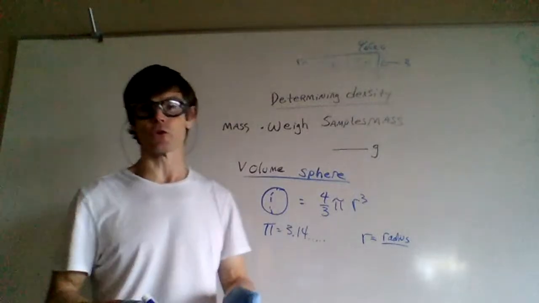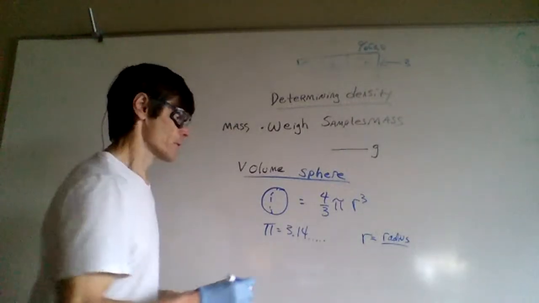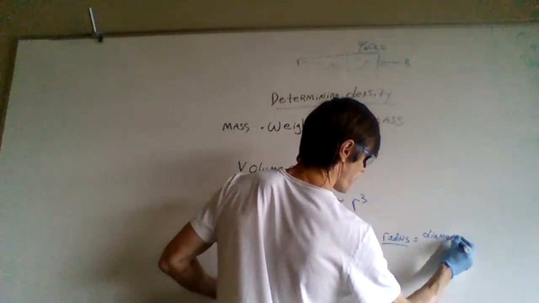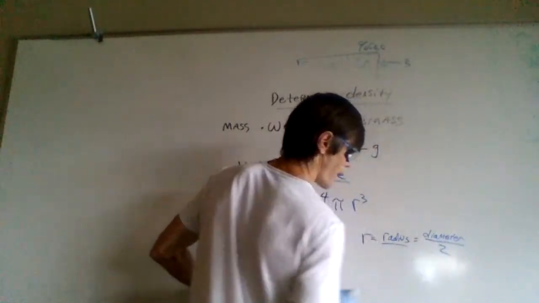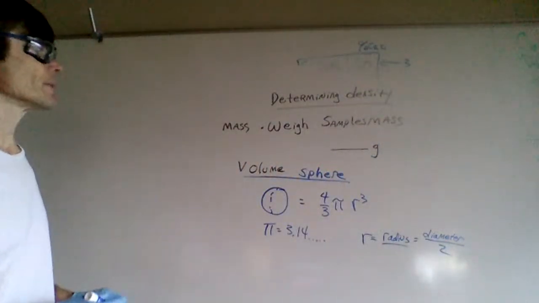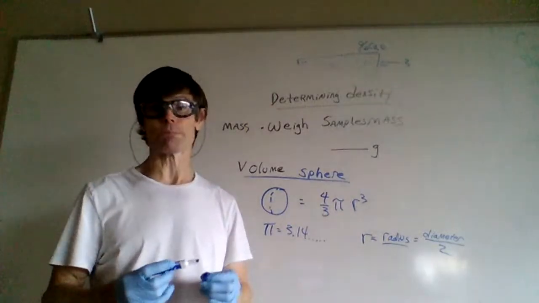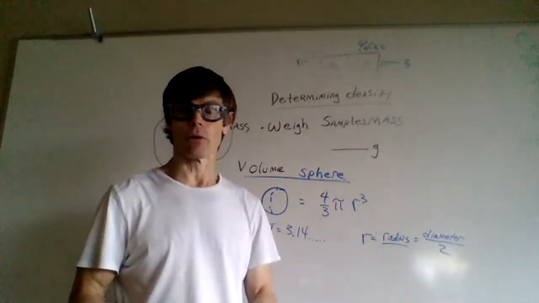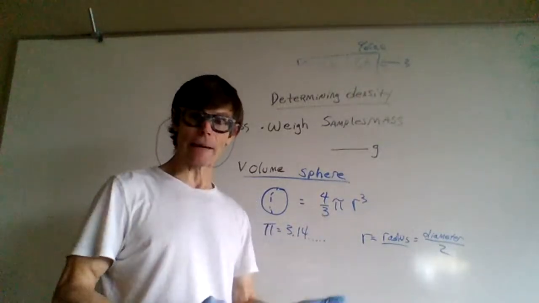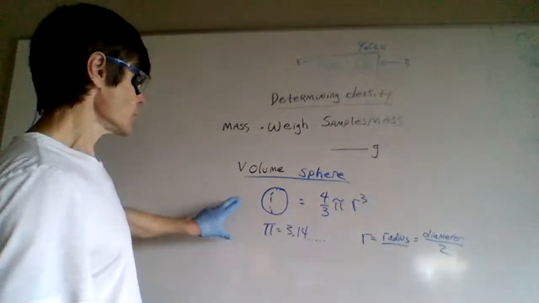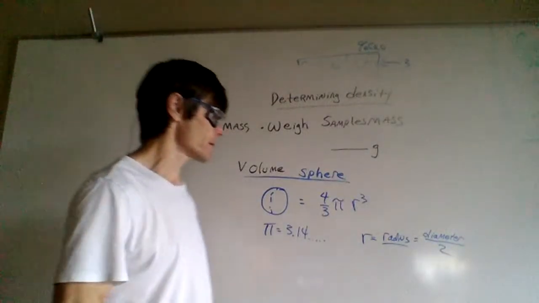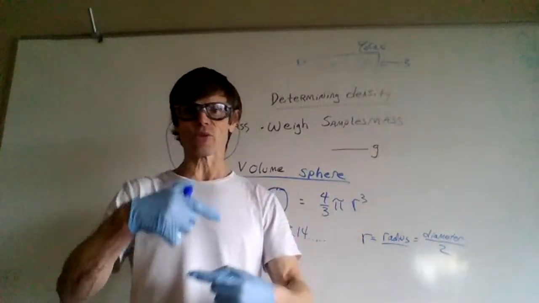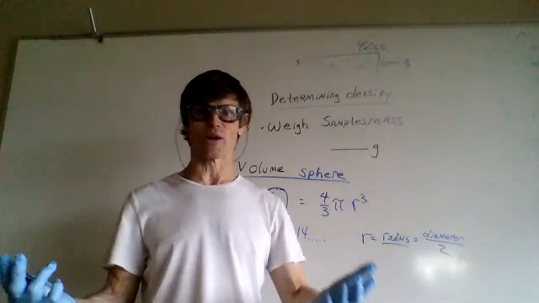Often it's easier to measure its diameter. Radius is equal to the sample's diameter divided by 2. So that's another shape that we should be familiar with. Let's go over a simple example of measuring a sample's mass and then using this formula for a sphere and determining its volume. Once we know the mass and the volume, all we have to do is take the mass over the volume, and the ratio is going to be its density.